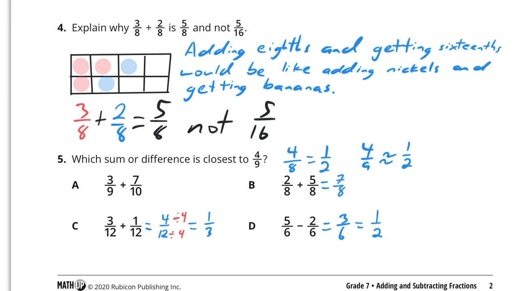And then finally, this last one, the 9ths and the 10ths are very close, but if we added them together, 3 and 7 would be 10. So this is close to 1. So if we use our estimation, this is almost 1, which is not very close to 4/9. So which one is closest to a half? Well, already it looks like this one down here, that's the one. It's close to a half.